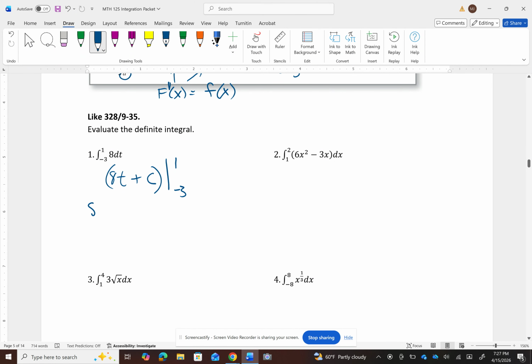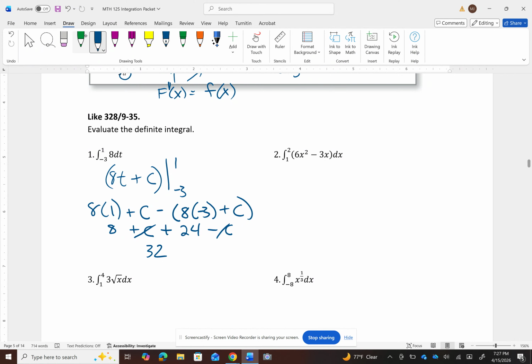by plugging in the upper number. Oops, that should be a 1. Plugging in the upper limit and then subtracting from that what we get when we plug in the bottom limit. And what's going to happen is those c's are going to cancel out. So when you do these, you will notice that you typically don't even put the c in the beginning, because you know it's going to wind up getting subtracted out once you apply that formula.